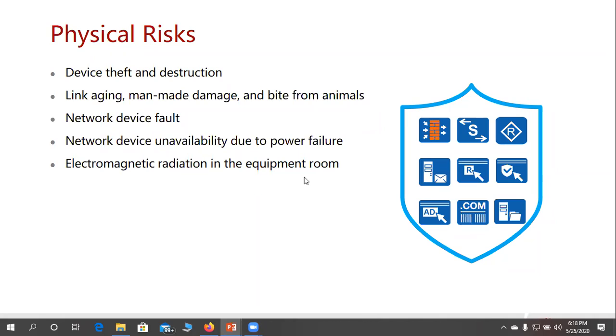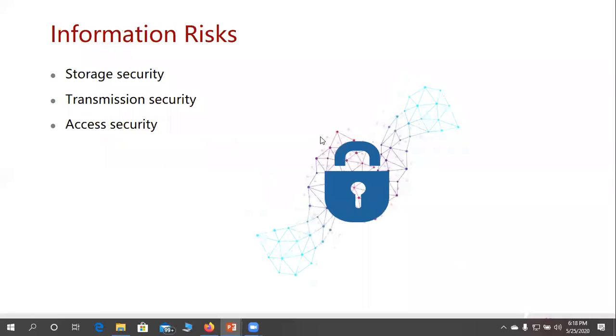So it has become complicated, such that hackers are able to steal information from the electromagnetic radiation coming from the systems when they are working. So you have to protect your server room with devices which are not going to allow the electromagnetic radiation to move out of your organization. So these are physical risks.